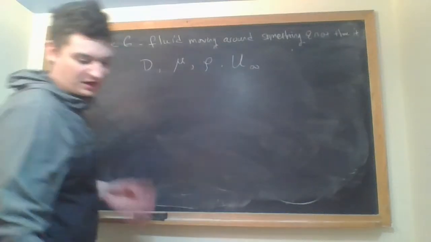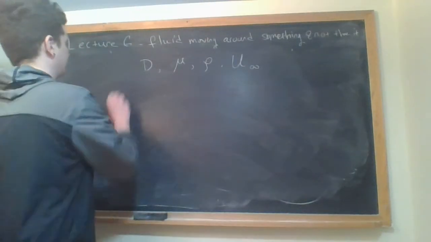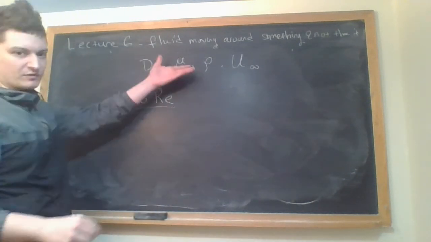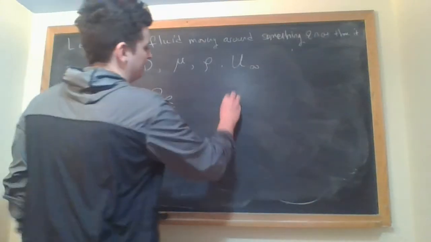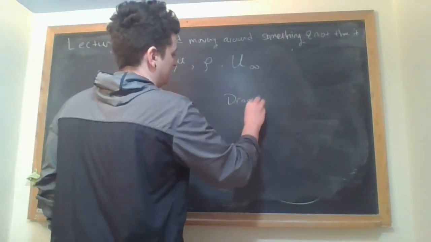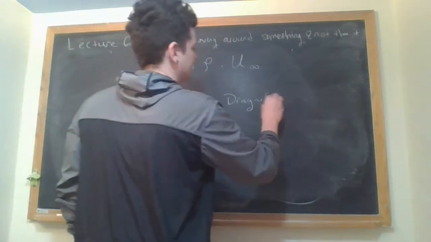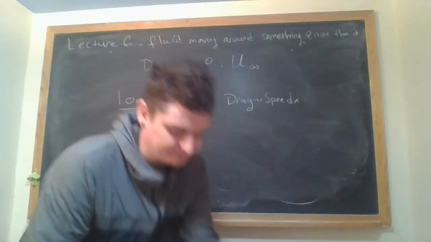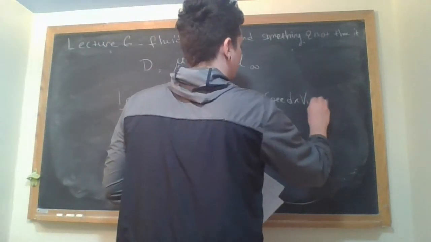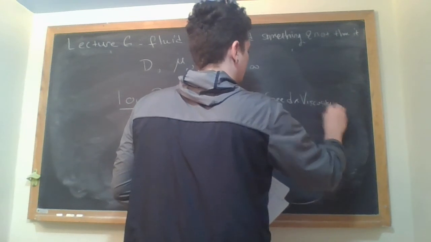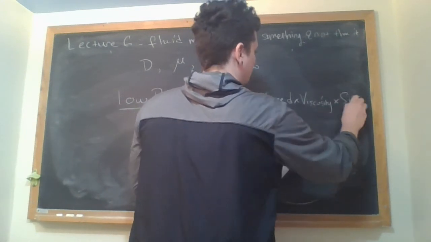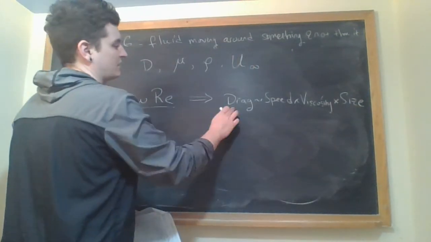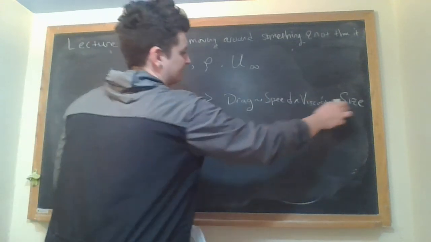But the idea being, just from the experiments themselves, you could figure out that when I had a low Reynolds number with a combination of all these things, there was this law that came about. So for low Reynolds in experiments, drag was proportional to the speed times the viscosity times the size.